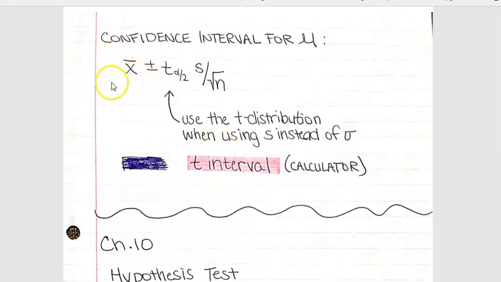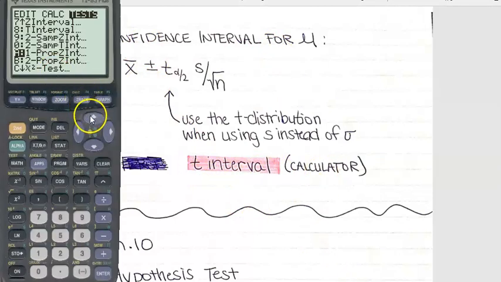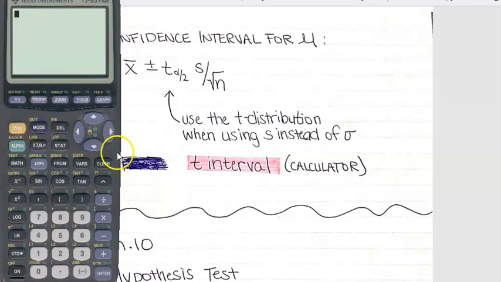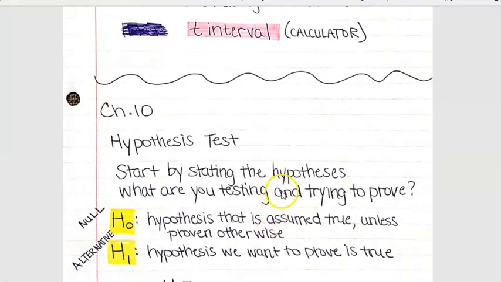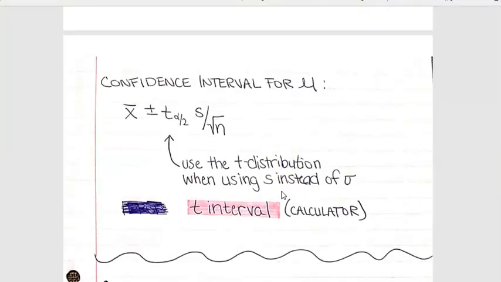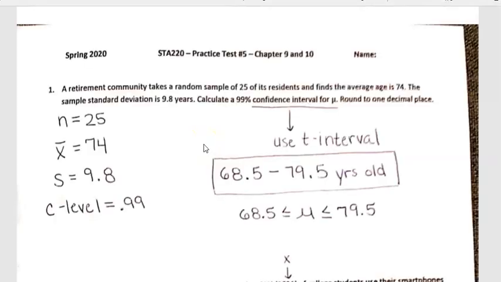But again, this formula will give you the same thing as the t-interval will give you in the calculator. So again, that's going to be in the stat area in test. And I skipped it, it's up here. And you go to the t-interval there, and that's what you're going to use for that one. All right, so let's go to the practice test and look at stuff for chapter 9 at least.